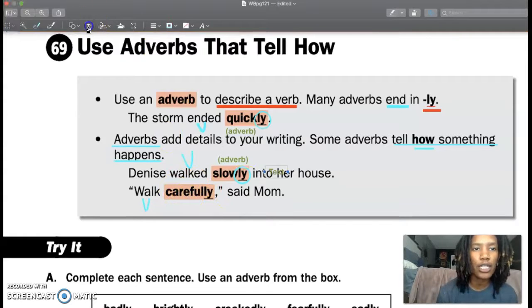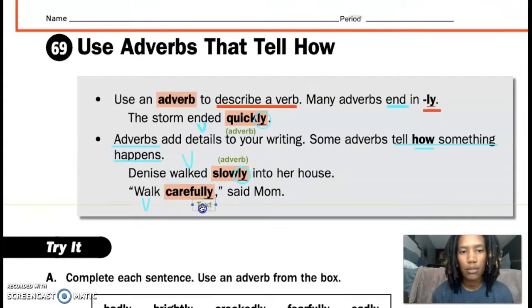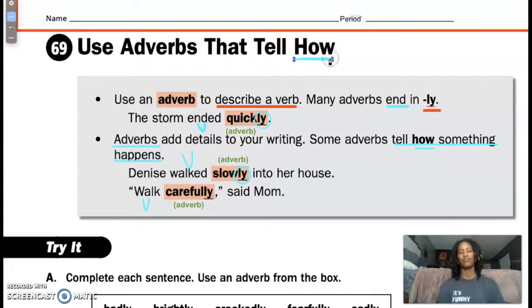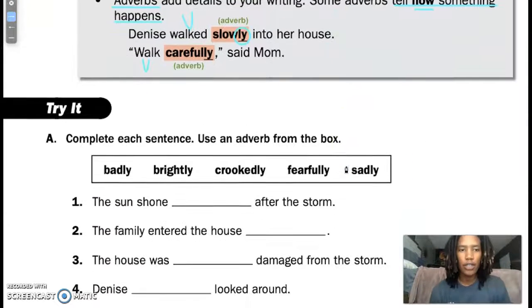So carefully is what? My adverb. And why is it my adverb? Because it is describing how Mom says to walk. All right? Easy, right? Remember, this is talking about how. How is something done? All right? So let's look down here at the bottom.